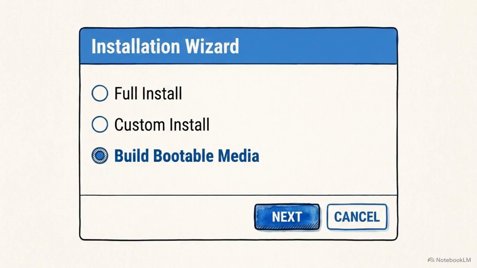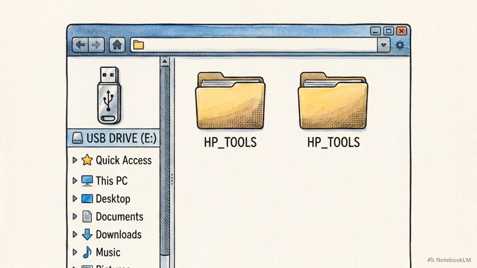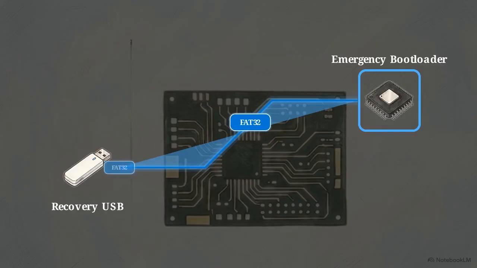Now run the downloaded HP BIOS executable. Accept the license terms, and when prompted, select the option to Create Recovery USB Flash Drive. Once the process finishes, verify the drive in File Explorer. It should now be named HP_tools and contain 2 specific folders. This specific FAT32 structure is the only way the broken laptop's emergency bootloader can communicate with the USB port.